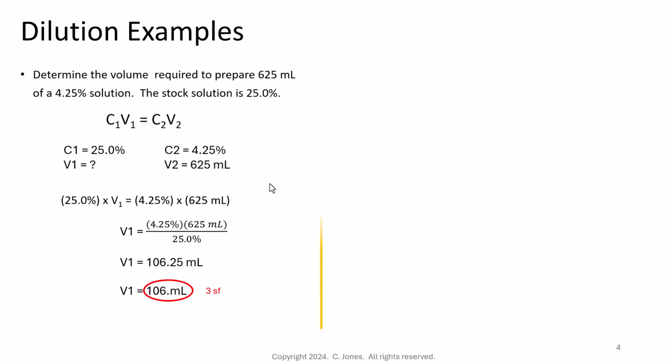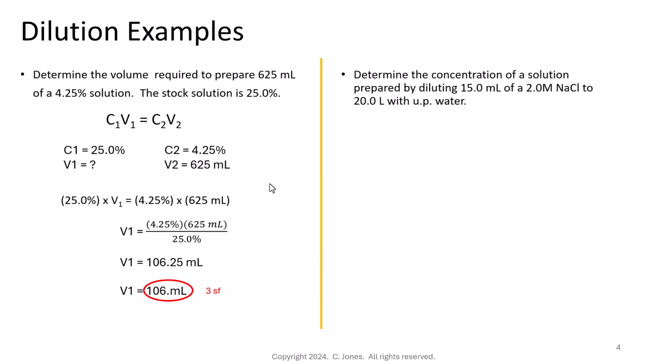Okay, are you ready? Let's do another one. Here we go. Determine the concentration of a solution prepared by diluting 15.0 mL of a 2.0 molar sodium chloride solution to 20 liters with ultra-pure water.